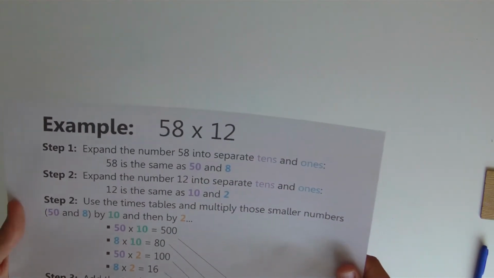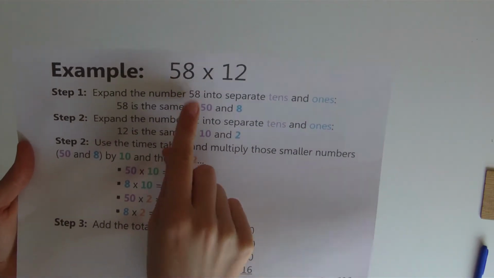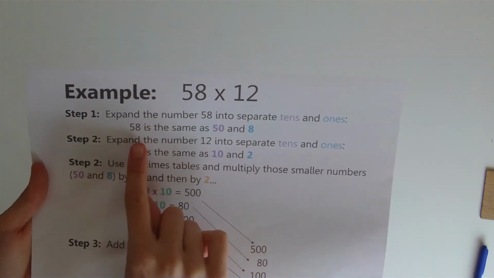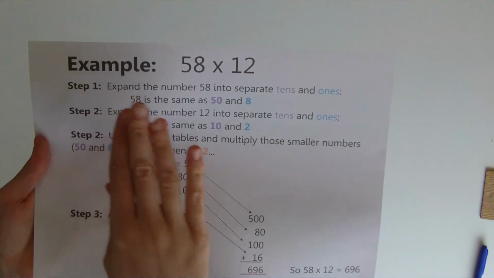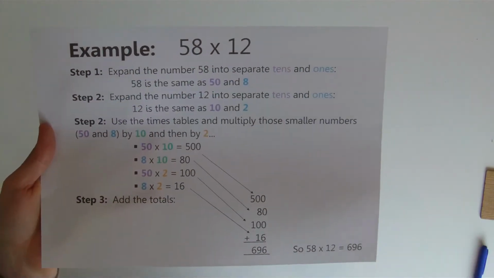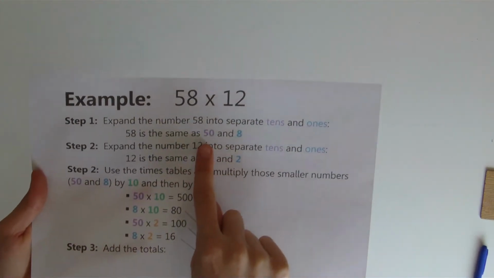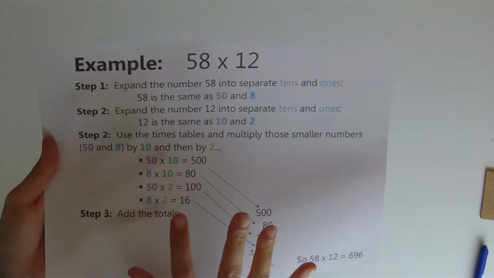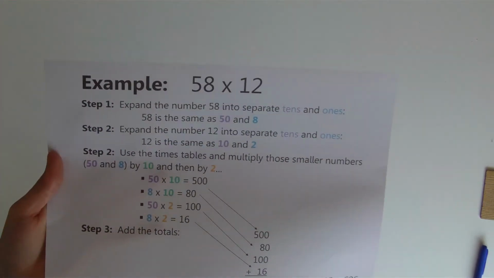Expand the number 58 into separate tens and ones. So I'm just expanding the biggest number here into smaller bits. I'm separating it: 58 is the same as 50 and 8. You could put 10 and 10 and 10 and 10 and 10 and 8, but I'm just going to make it simpler for myself. But feel free with these sorts of questions to break up the 58 into tens, as I had suggested before.